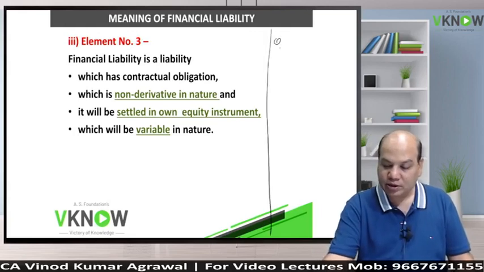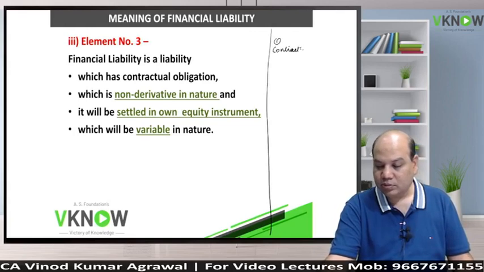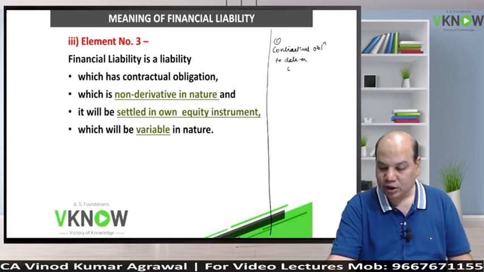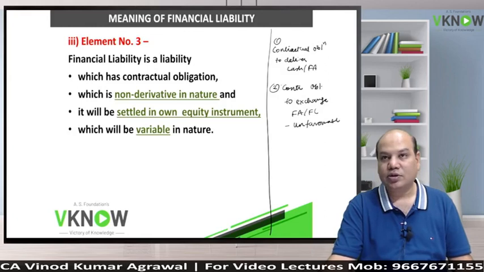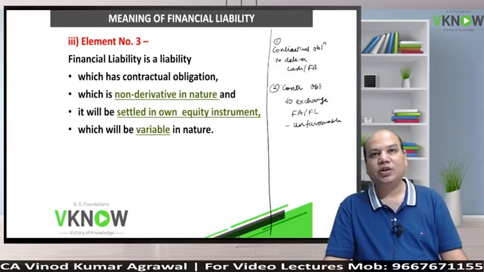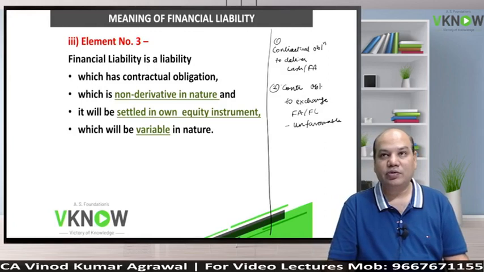So let us revise one more time. What was element number 1? Element number 1 was contractual obligation to deliver cash or any other financial asset. And the second one is contractual obligation to exchange financial assets or financial liabilities under unfavorable conditions. Then the third element is, the definition has 4 elements. If any condition is satisfied, it is a financial liability.